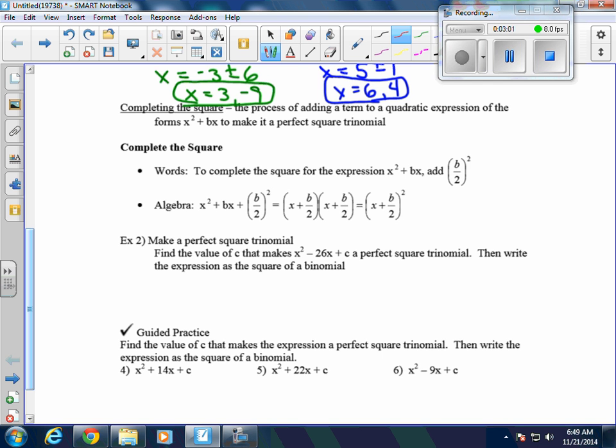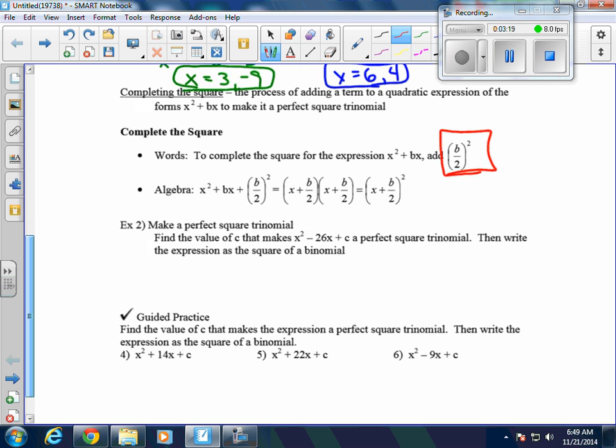To complete the square for the expression x squared plus bx, we are going to add this term to both sides. If we add it to one side of our equation, we have to add it to the other side of the equation. So we're going to add b over 2 squared to both sides of the equation.